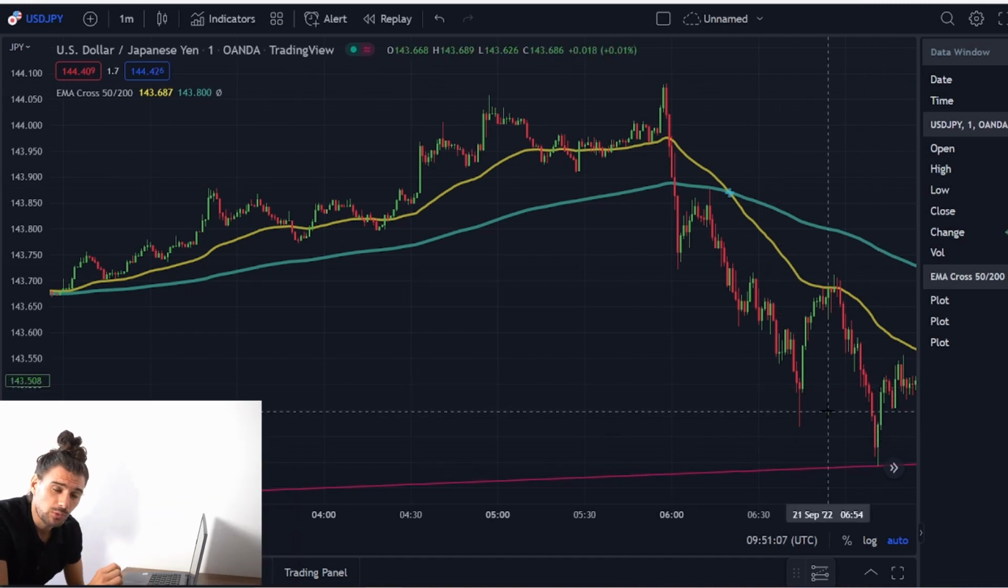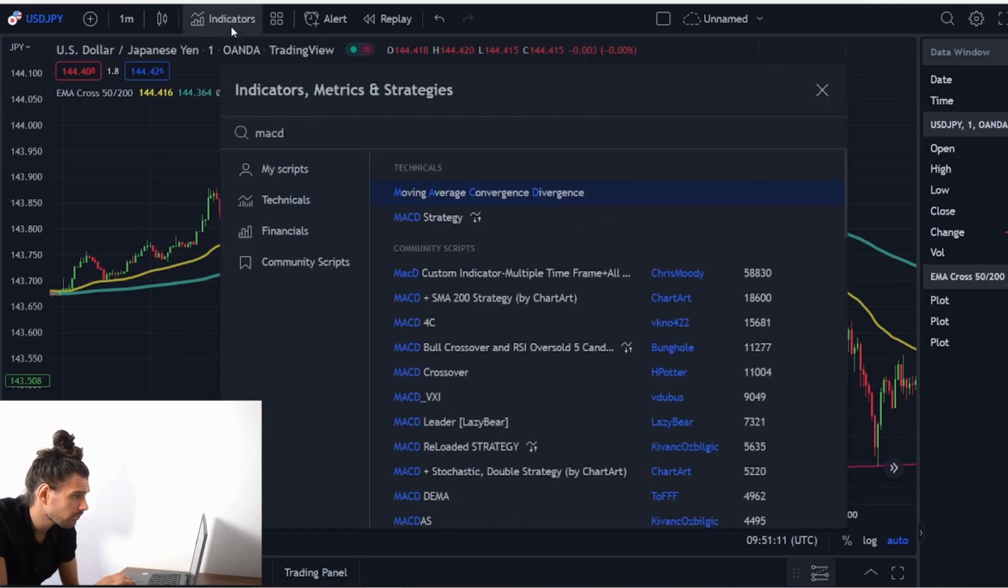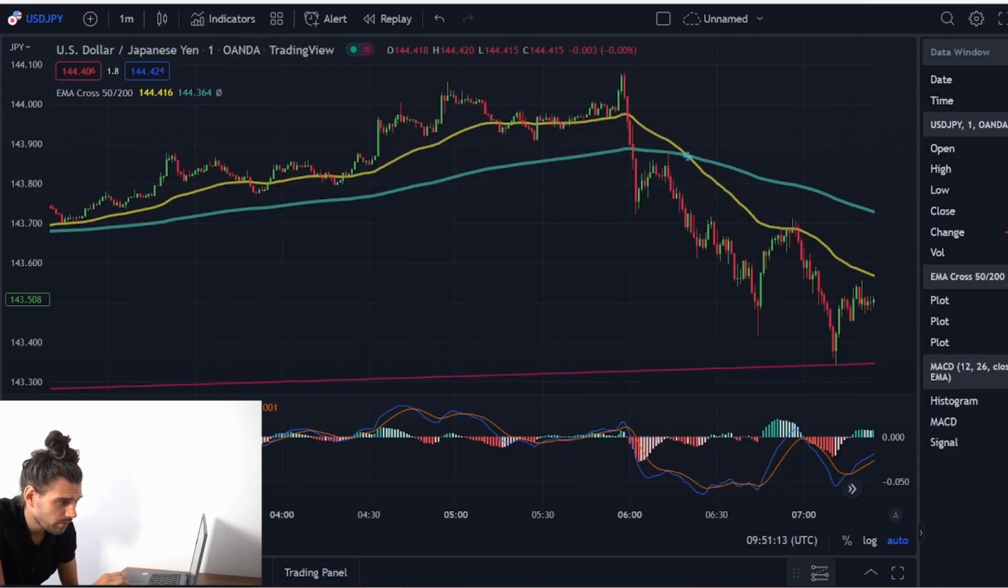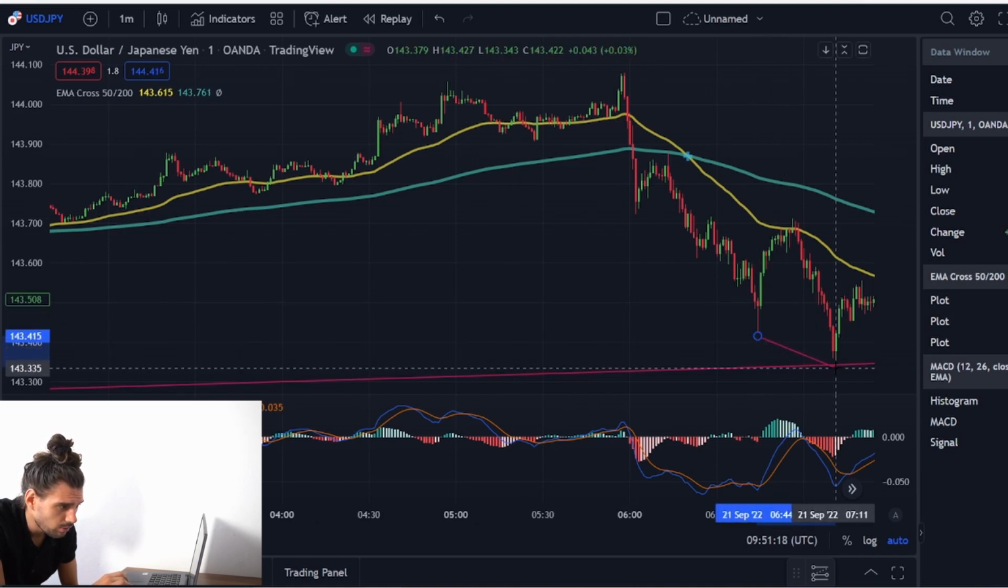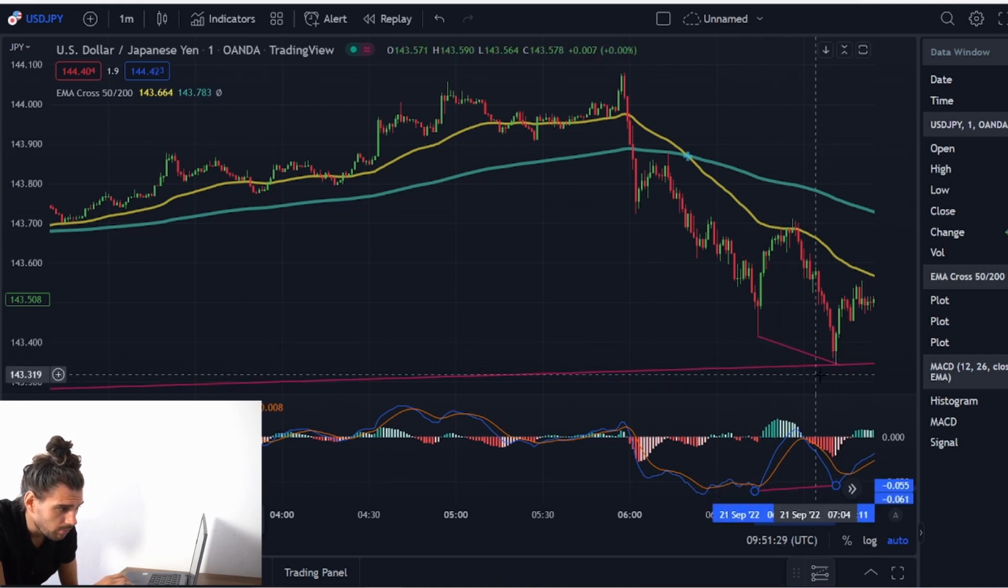So now I'm looking for bullish signs on the 1-minute chart. So I'm going to add my MACD. And here I can see the lower low and the next low here, right around here. Suddenly here formed a divergence, so the market might turn around and go to the upside, since here is a bullish divergence with a new lower low being formed while the MACD formed a higher low.